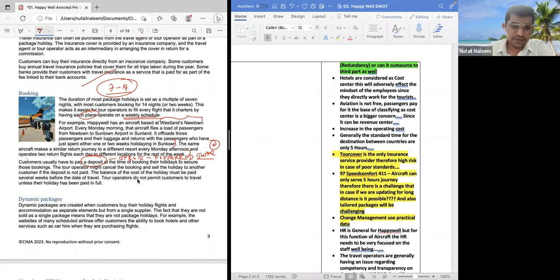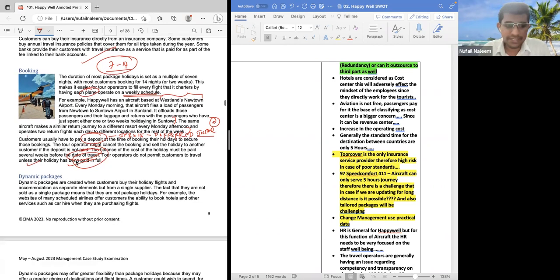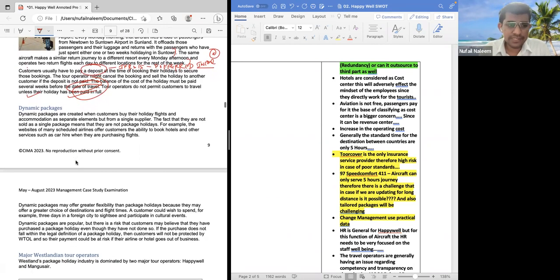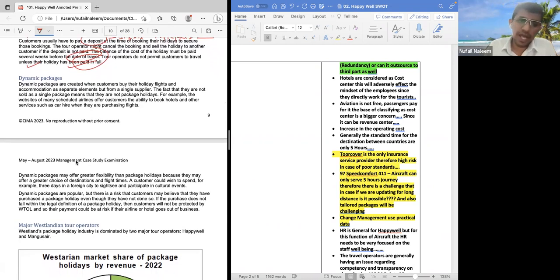The balance of the cost of the holidays must be paid several weeks before the date of travel. The tour operators do not permit customers to travel unless their holiday has been paid in full. Full must be paid, no compensation on that. Now, students, coming to the dynamic package. Now, I'm going to put a star for this. Dynamic package is an opportunity for us.